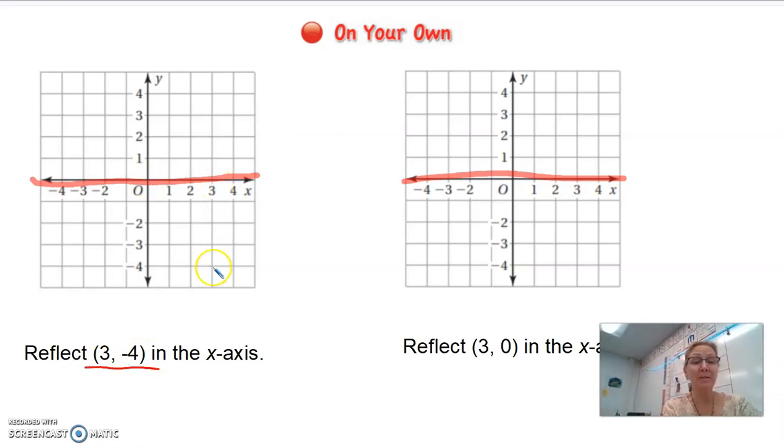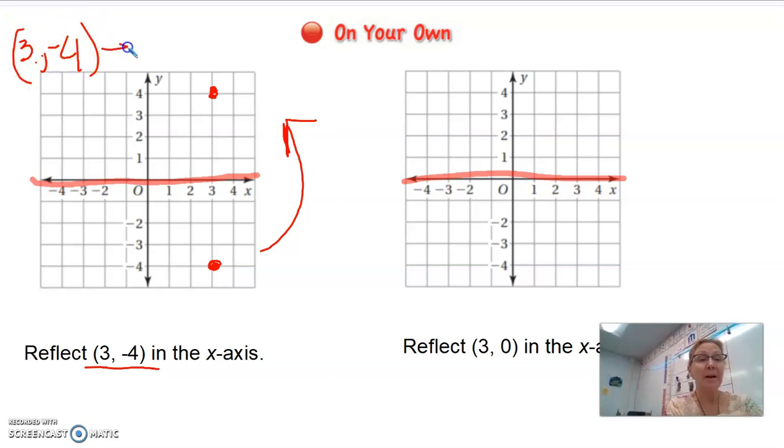I go over 3, down 4. That's where it is. I know it has to jump over the x-axis. So it was below the line. It needs to be reflected above the line. It was 4 down, so I know it needs to be 4 up, and it ends up here. So (3, -4) is now reflected as (3, 4). And just like I mentioned, it's the y value that goes to the opposite.